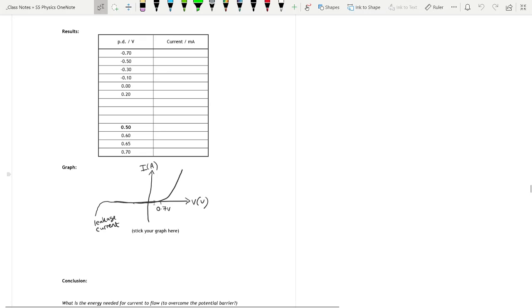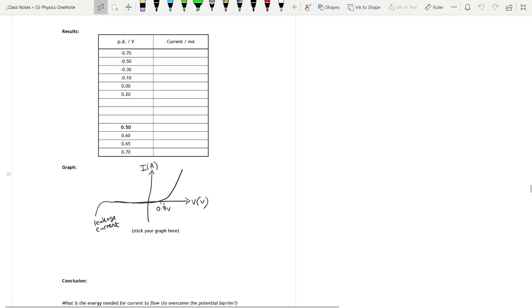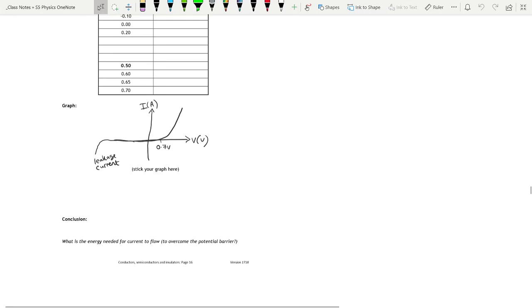So basically the diode doesn't conduct until it gets to about 0.7 volts across it, and then it starts to conduct. Similarly, in the opposite direction, it shouldn't conduct at all. But if you get to a really high voltage in the opposite direction, you can get that leakage current, which is not really ideal, and it can damage the supply, the component. So the energy needed for current to flow to overcome the potential barrier is around 0.7 volts. And I'll link you to that experiment just now.